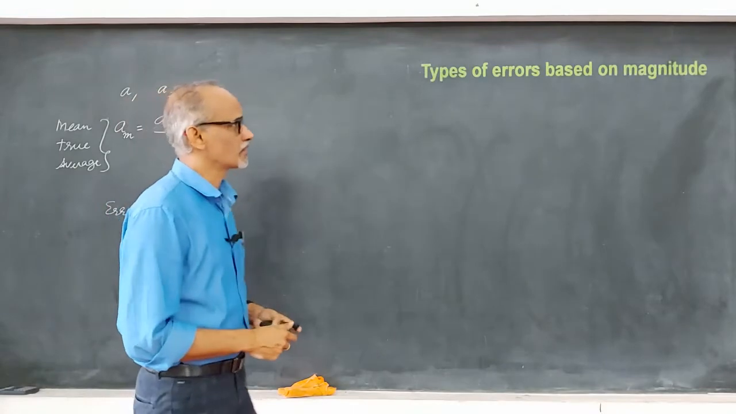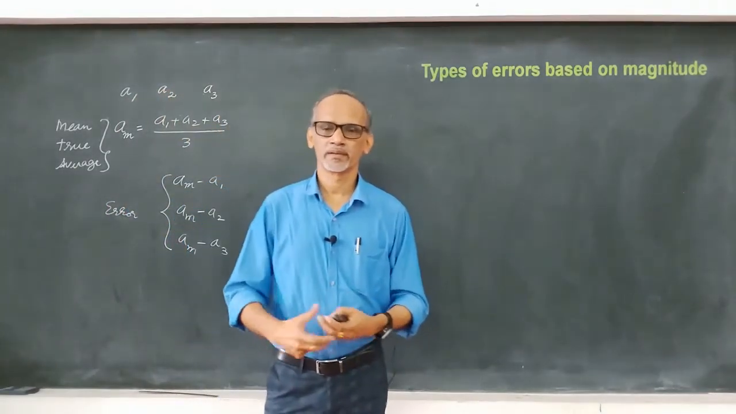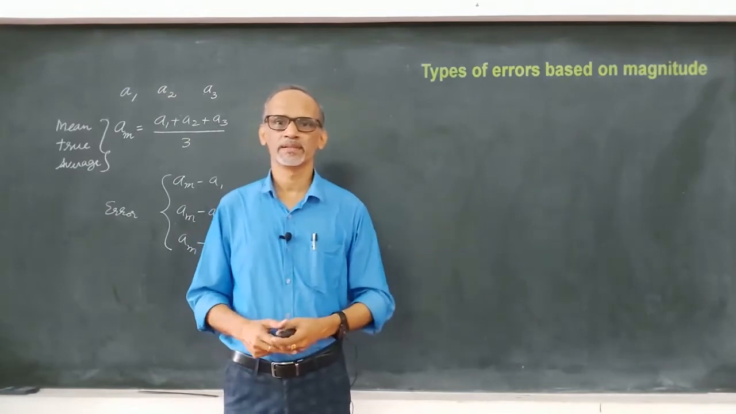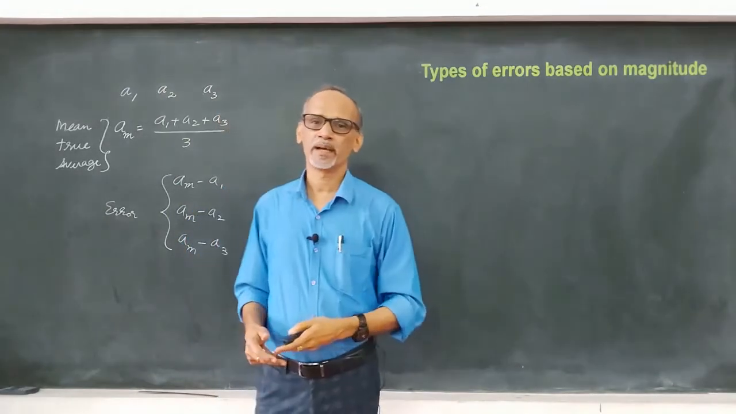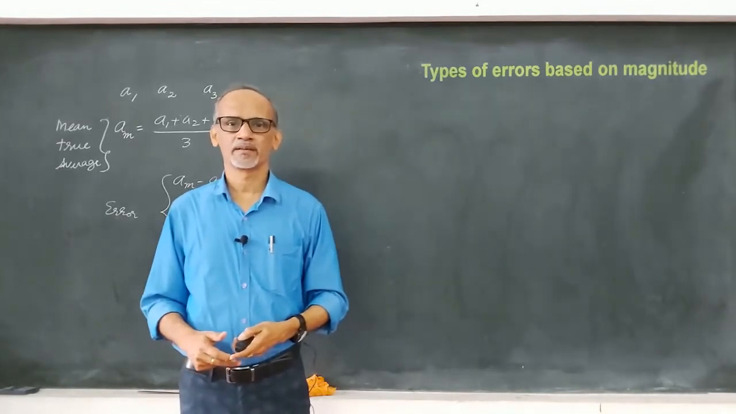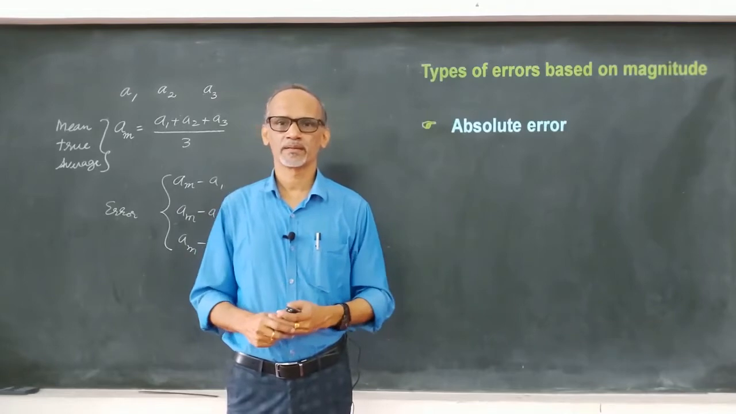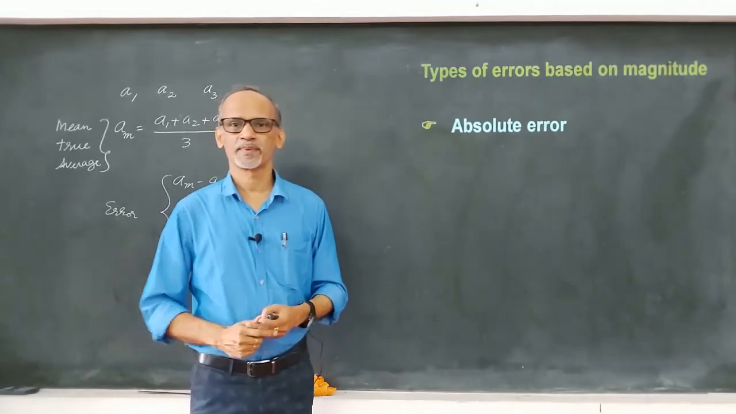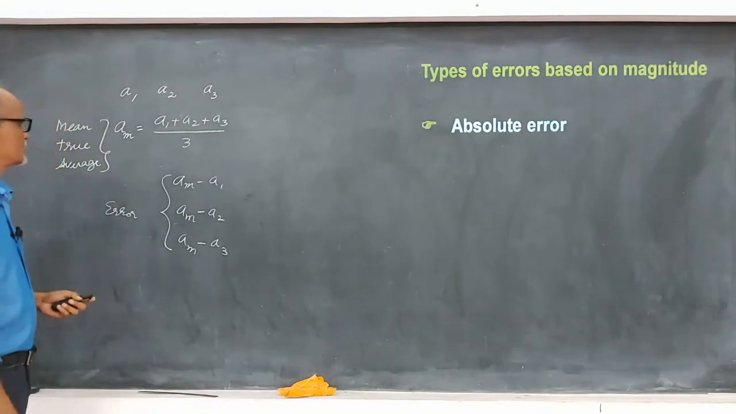Types of error based on magnitude. Can we measure the errors? Yes, that is what we are going to learn here. So, types of error based on the magnitude. What are the types of error? The first type of error is called absolute error, and that is what I am going to explain right now. So, please see the data which is already used.